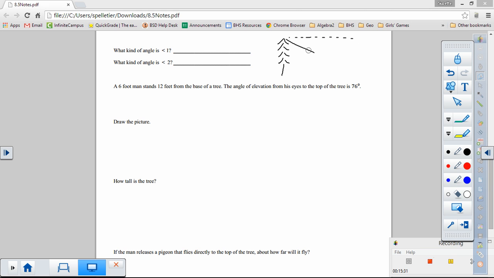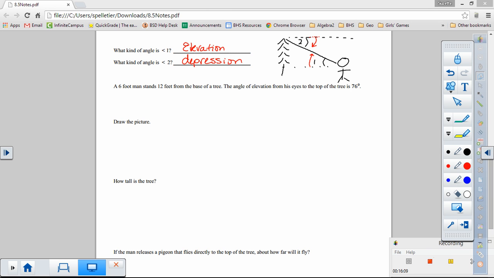I believe you have this on your paper already. I have this labeled as angle 1, and this one is angle 2. So what kind of angle is angle 1? Since it's starting at this horizontal and going up, that is an elevation. And angle 2, since it's starting here and going down, is a depression. Elevation and depression. Being able to label them is important.